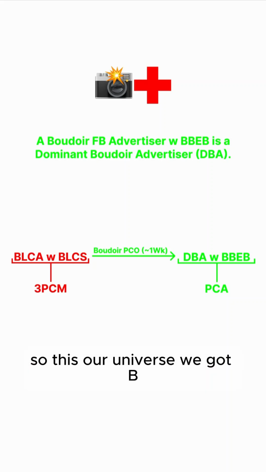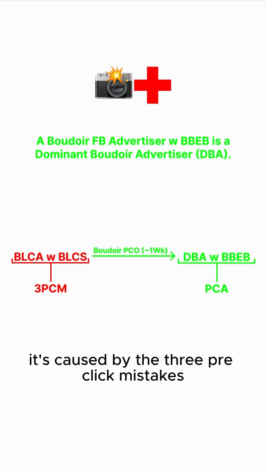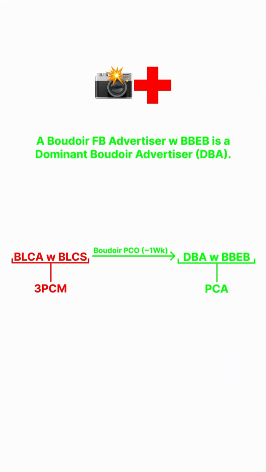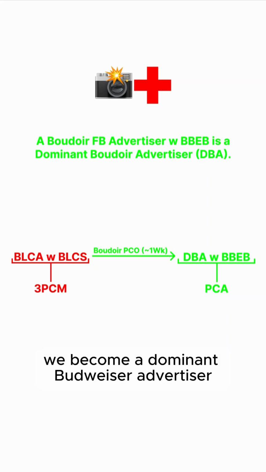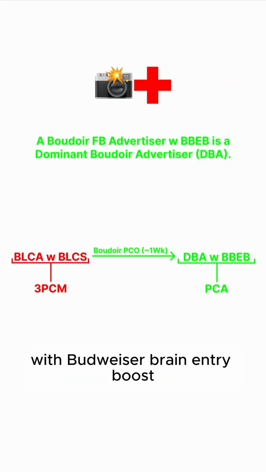So this is our universe. We got BLCA with BLCS. It's caused by the 3 pre-click mistakes. It's treated with Boudoir Pico, which takes about a week. We achieve pre-click alignment, and we become a dominant Boudoir advertiser with Boudoir brain entry boost.